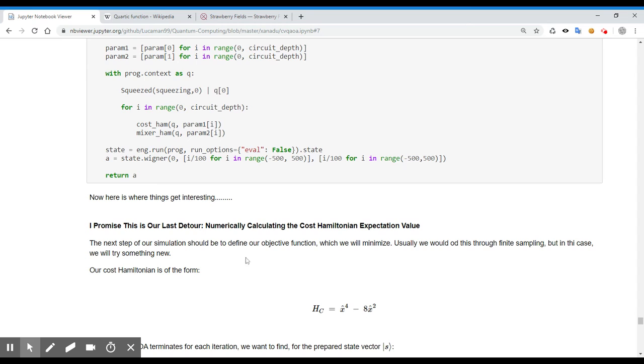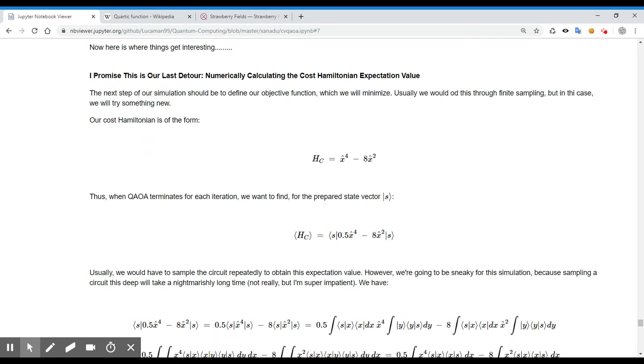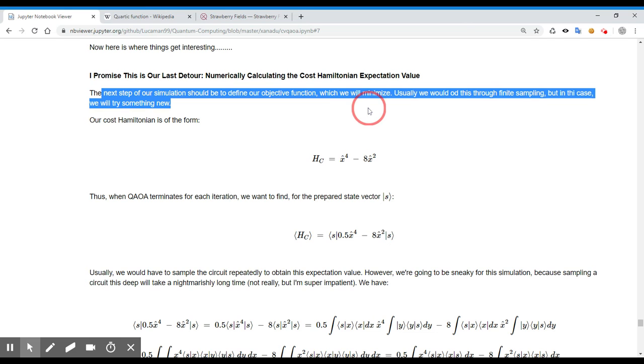Now here's where things get interesting. I promise this is our last detour. Numerically calculate the cost and expectation value. The next step of the process should be to define our objective function, which we'll minimize. Usually we would do this through finite sampling, but in this case we will try something new.